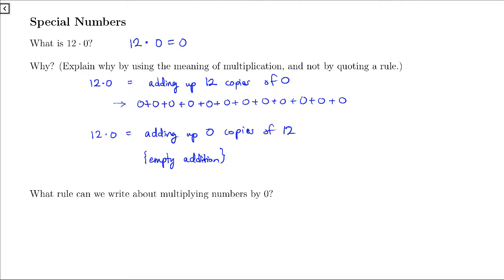So the rule that we can write about multiplying numbers by 0 is any number times 0 equals 0. But rather than remembering this as a rule, I want you to think about why it's a rule, and think about the meaning of multiplication. 12 times 0 is adding up 12 copies of 0 or adding up 0 copies of 12. I want you to have some concrete meaning to that multiplication rather than just quoting a rule.